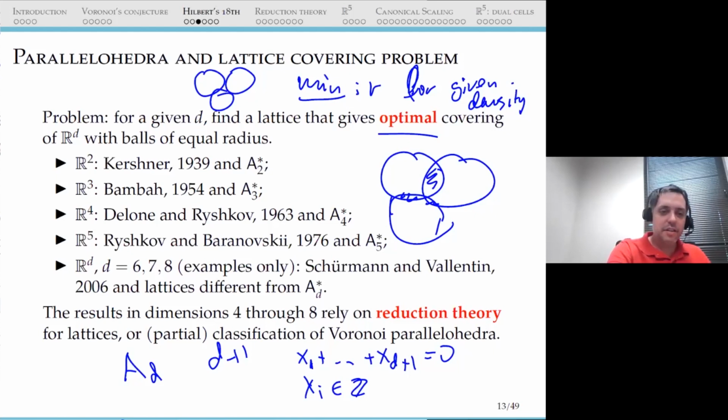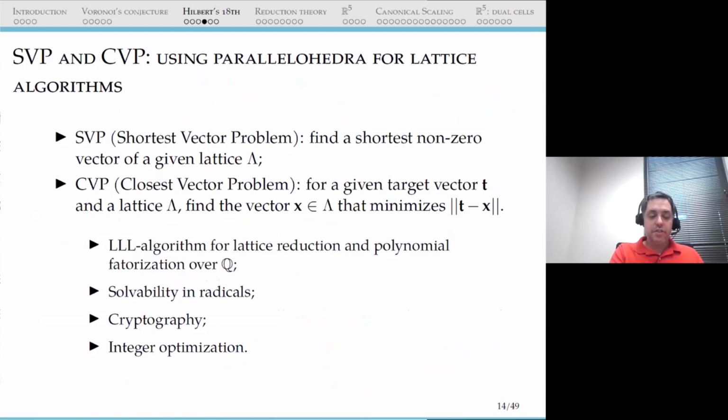And these results, the results in dimension from 4 to 8, actually use reduction theory, and that's what I'm going to talk about shortly. So they use reduction theory for lattices, which is equivalent to a partial classification of Voronoi parallelohedra. So that's where parallelohedra are used. So basically, classification of parallelohedra can be used there. And there are additional situations where parallelohedra are used.